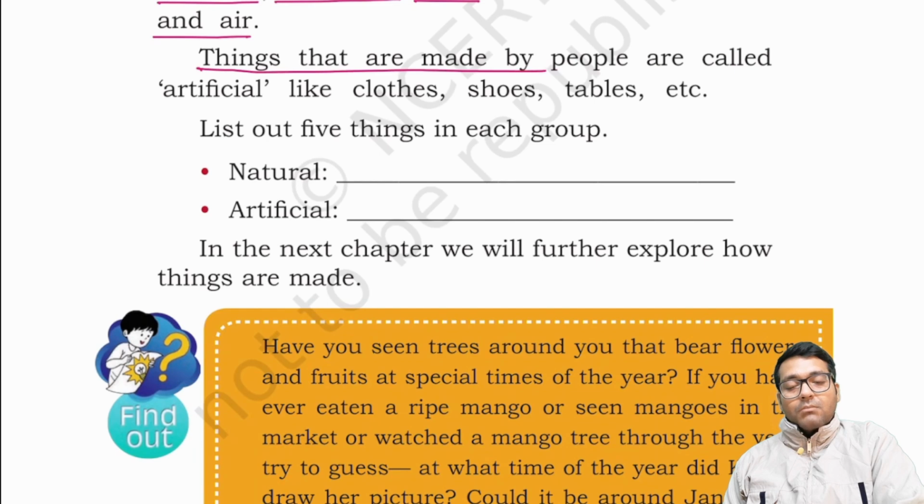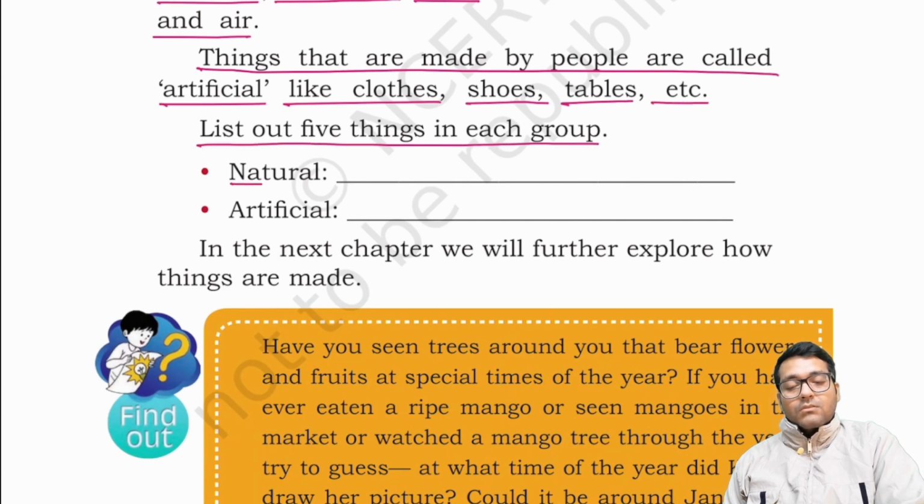Things that are made by people are called artificial, like clothes, shoes, tables, etc. List out 5 things in each group: natural, honey, fruit, flower, vegetables, rock.